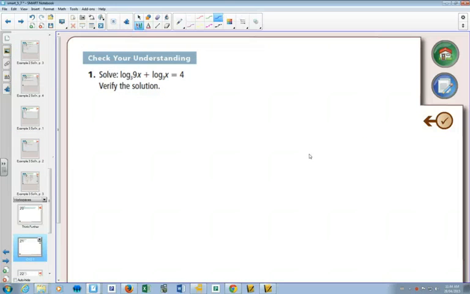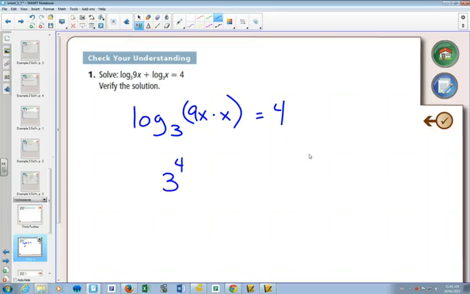So we know our steps. We want to change it to exponential form. That's our main goal. In order to do that, we need a single log. So here we have two logs, and there's a log plus a log. Our log laws say that you can put that together by multiplying. And then this would equal 4. Now we can change it to exponential form. The base is 3. The exponent is 4.